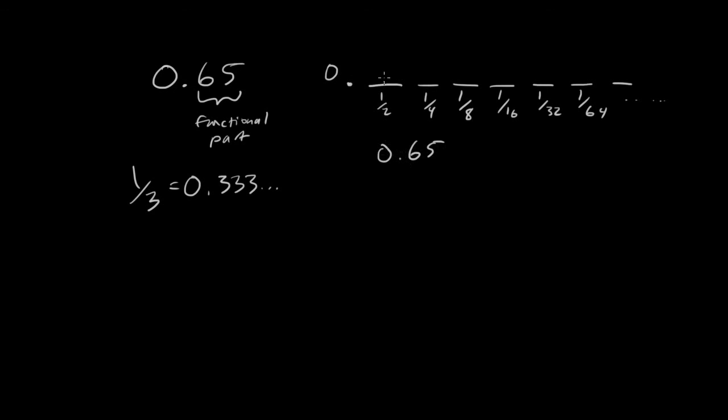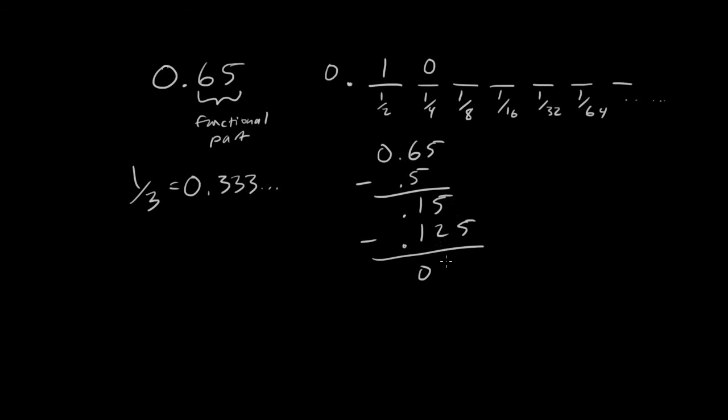Okay, so 0.65. Well, half can go into that, so that's 0.5. So that leaves 0.15, right? So we write 1 there. As it turns out, 0.25 cannot go into 0.15, so we'll write 0 for that. Now 1/8, that's 0.125, so if I subtract this out, I have 0.125, okay? That leaves us with 0.